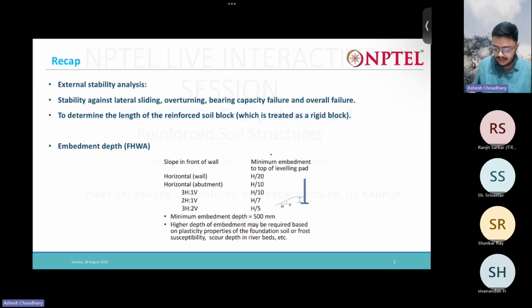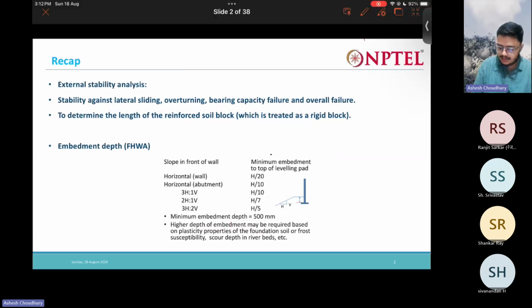So basics, external stability analysis. We have stability against lateral sliding, overturning, bearing capacity, and the overall failure. Overall failure is nothing but the complete slip circle failure, right? The overall failure.